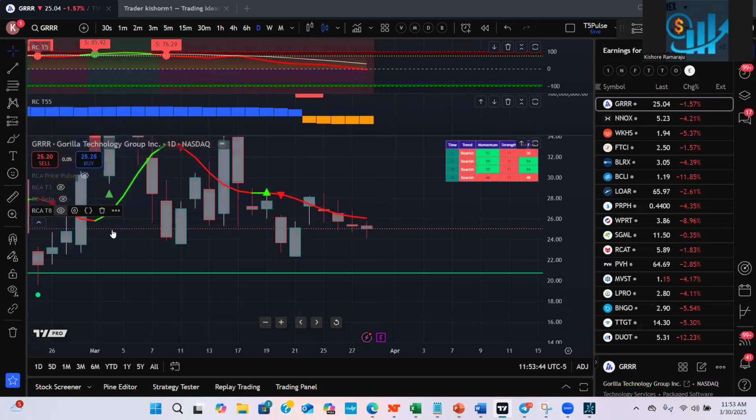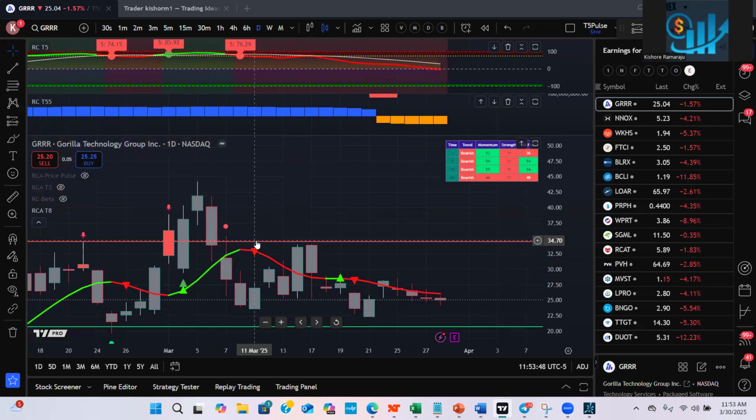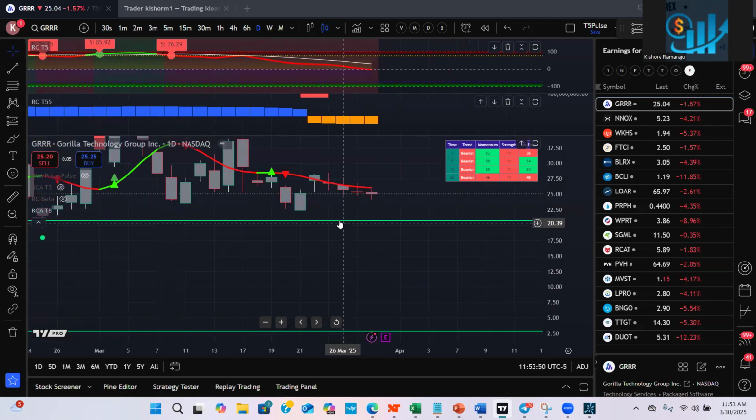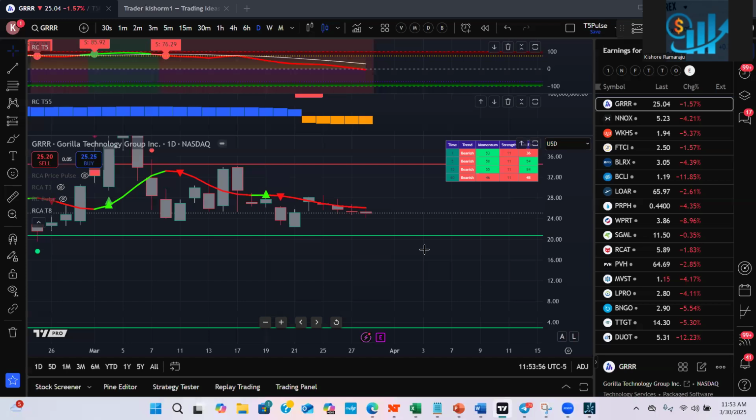Then if I go to T8, T8 is also telling, right? There is a resistance here. There is a support around 20.7. If that also breaks, then there can be a much bigger drop. But as of now, 20.65 is the support level. So my T8 is also telling it can drop.